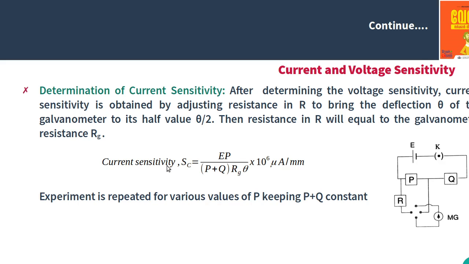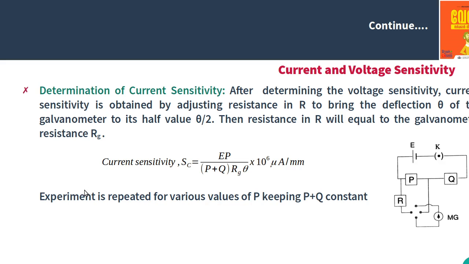So current sensitivity we can determine, you just divide by that galvanometer resistance. If you get the voltage sensitivity, and you want to get the current sensitivity of a particular galvanometer, you just divide it by the resistance of that galvanometer. That only we did here. Okay, and you change this volt to ampere, and 10 to the power 6 in order to cancel this micro.